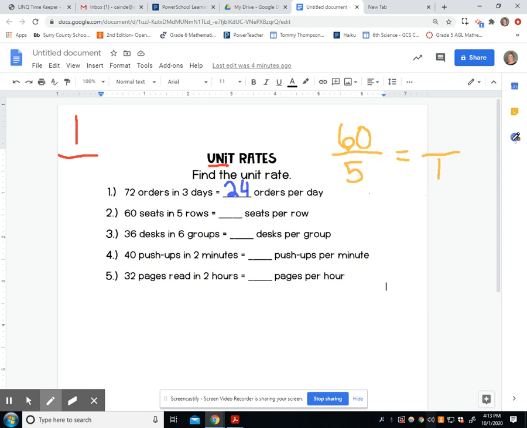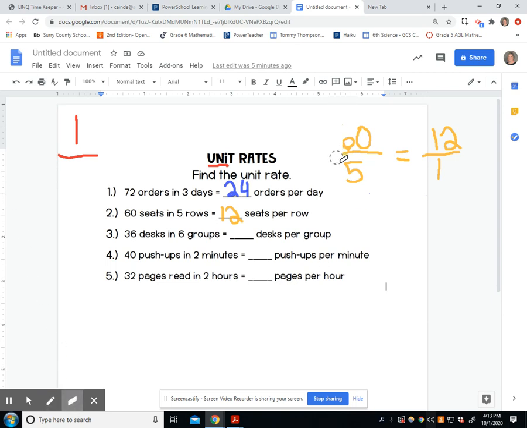Now, boys and girls, if you think about this bar here in a fraction, that signifies division. So what this is asking me to do is say 60 divided by 5. And 60 divided by 5 is 12. So that means there would be 12 seats per row, or 12 seats in 1 row.